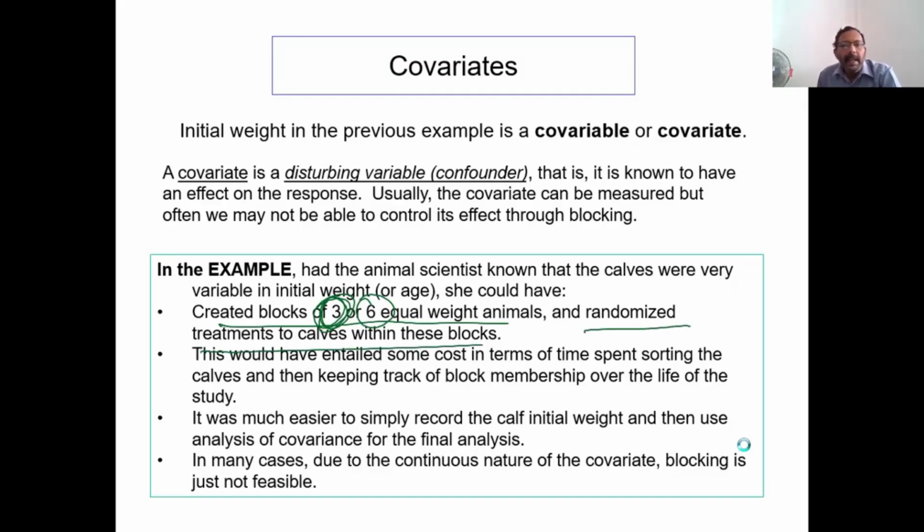This would entail some cost in terms of time and other aspects, but the precision is also less compared to the analysis of covariance. So it was much easier to simply record the initial weight of the animal, then we do the analysis of covariance. Right? In many cases, due to the continuous nature of the covariate, blocking is just not feasible. So blocking is not feasible, as I said. The variability, which I said already, is not uniform. It's random.